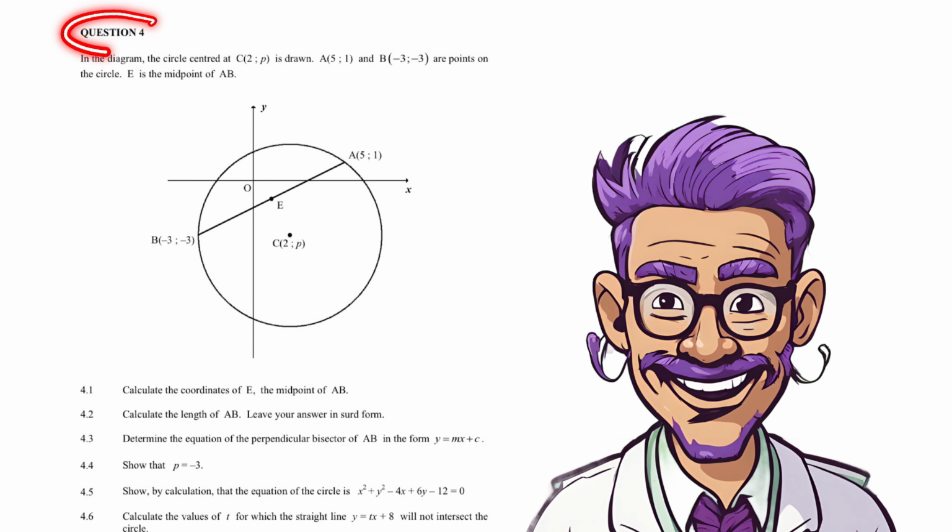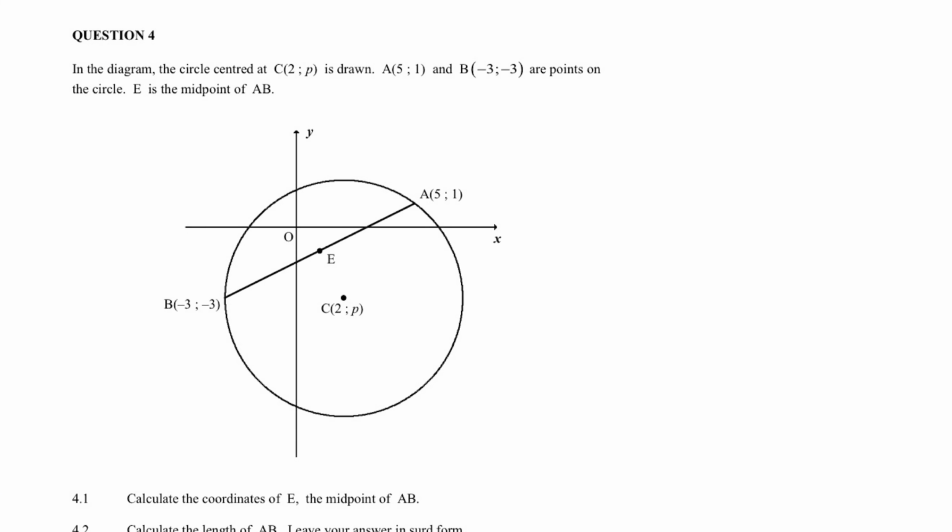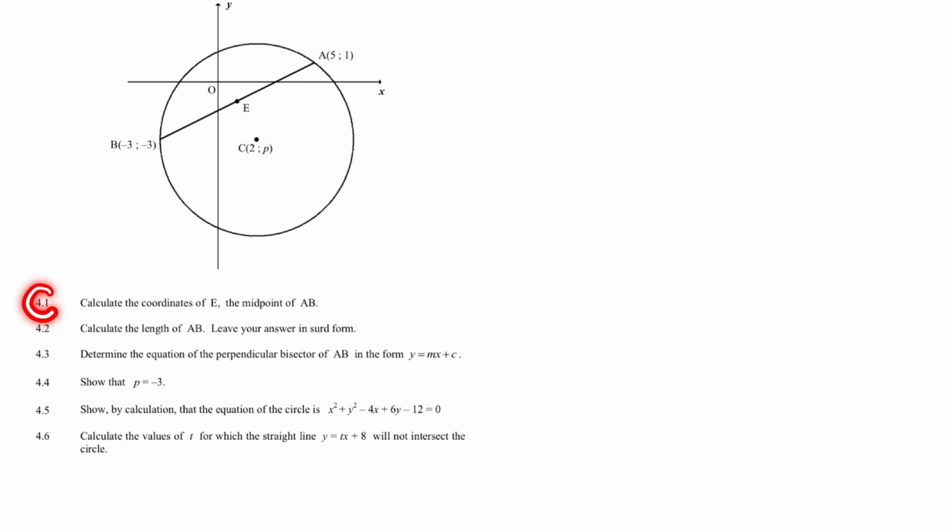Question 4 of paper 2 for June of 2024. In the diagram, the circle centered at C is drawn. A and B are points on the circle. E is the midpoint of AB. 4.1. Calculate the coordinates of E, the midpoint of AB.